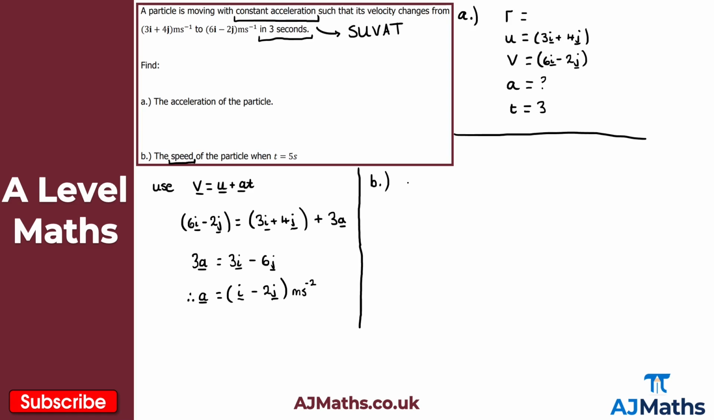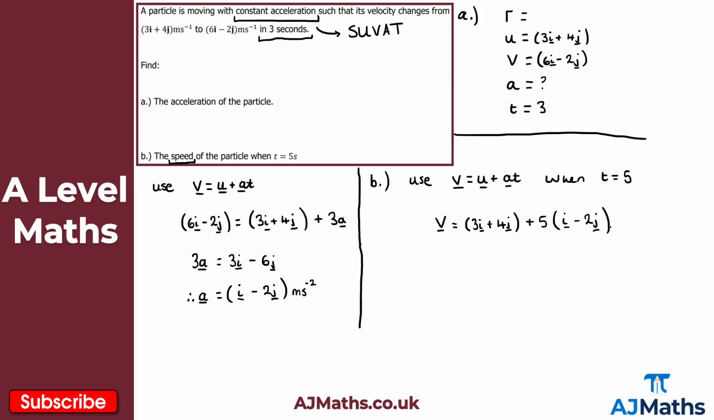So again, we're going to use v equals u plus at, because what I need is the velocity at t equals 5. So v is equal to u plus at when t equals 5. v is what we're looking to find, so I'm going to leave that as it is for now. That's equal to u, so my vector here, 3i plus 4j, and then plus at. Well, a we actually know now, so that's i minus 2j, and t in this case is 5. So plus 5 lots of i minus 2j.